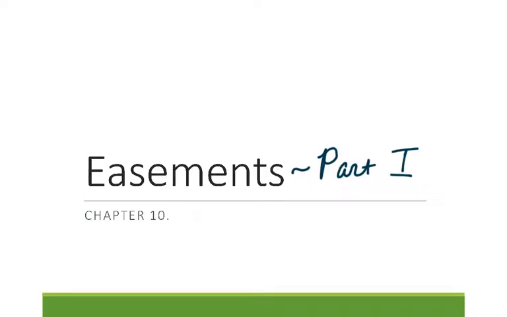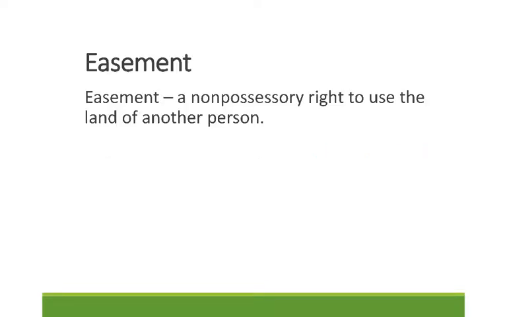In this lecture, we will be discussing easements, in line with Chapter 10 of your textbook. An easement is a non-possessory right to use the land of another. Now, what differentiates an easement from a lease is that it is a non-possessory right to use. So with a lease, the tenant has the right to possess someone else's land. With an easement, there is no right to possess the land. It is just a right to use the land of another.